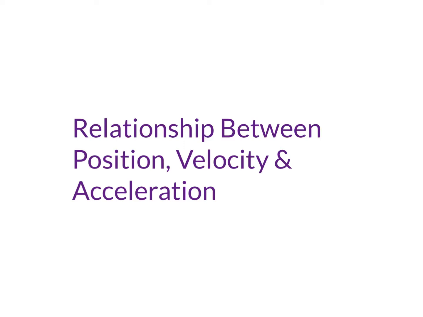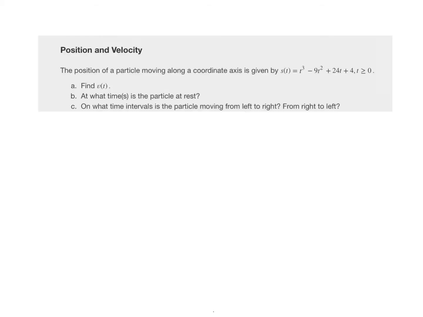In this video, we're going to be talking about the relationship between the position, velocity, and acceleration of an object, and how the derivative can help us define the velocity and acceleration of the object given the position. In this first example, we have an object that is moving horizontally along an axis, and its position function is given by t cubed minus 9t squared plus 24t plus 4, where t is greater than 0.